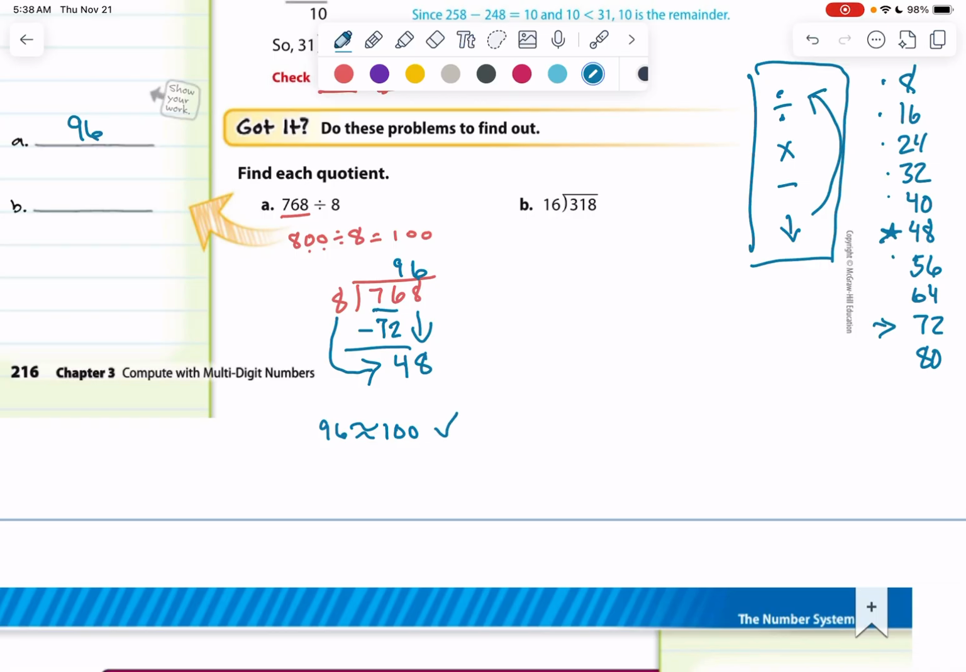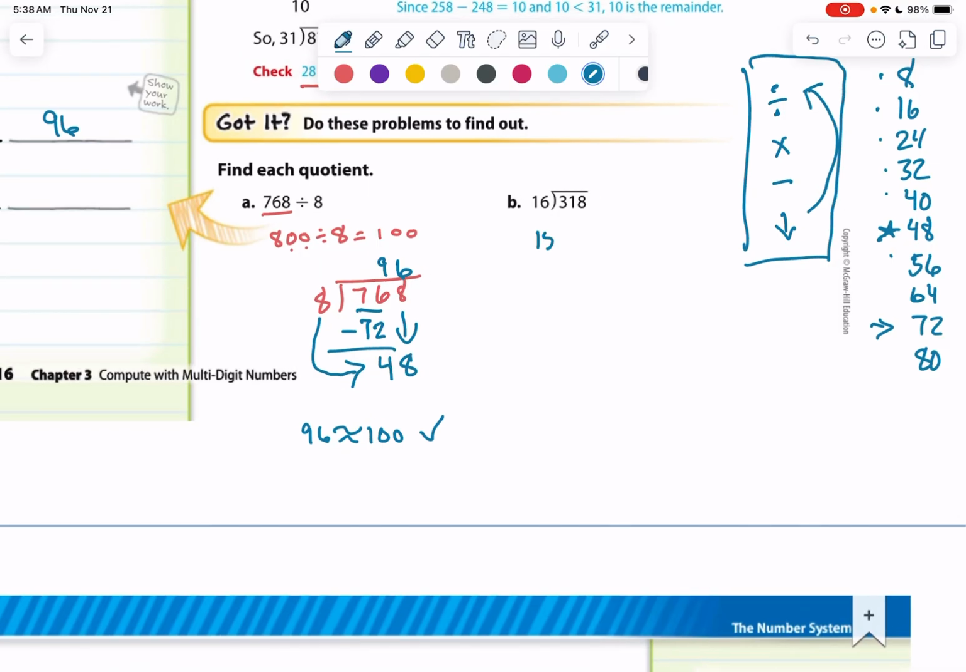All right, let's try this one over here. 16 into 318, or 318 divided by 16. We could do that. I think I'll go with 15 into 300, because I know 2 15s is 30, so that'd be a 2. So this would be approximately 20. Okay, so let's try it now.